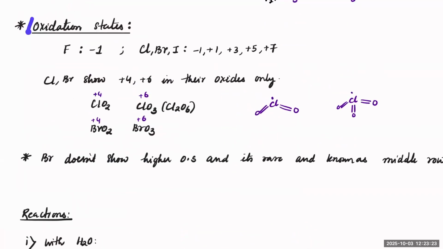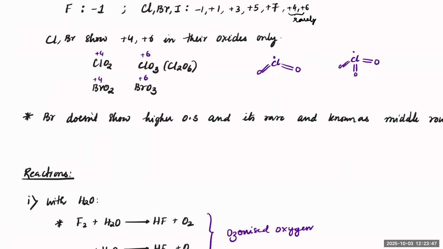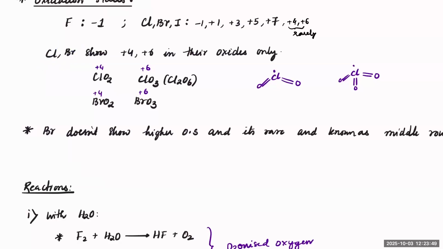Now, notice what all the oxidation states these elements can show. Fluorine shows only one oxidation state other than 0. Chlorine, bromine, iodine will show anything from -1 towards +7. Alternatively, of course, there are cases where you will have +4 and +6 also, but these are rare. Chlorine and bromine both show +4 and +6 in their oxide forms only, like ClO2 and BrO2, ClO3 and BrO3.